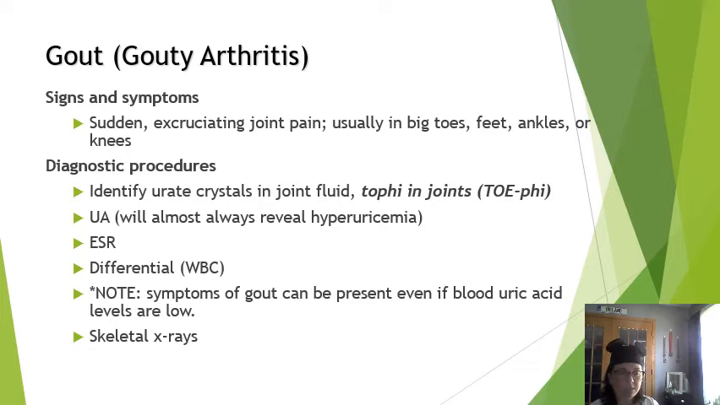The ESR, which we talked about earlier, is that SED rate. That test is a tell-all to gout, and as is the white blood cell differential. I do want to make note here that symptoms of gout can present even if blood uric acid levels are low, so an X-ray is a good way when looking for skeletal involvement.